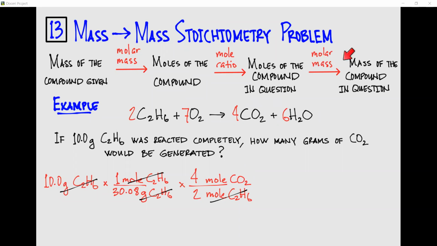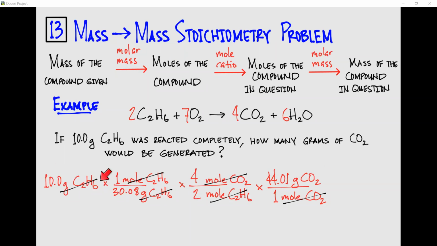But the question here is, what is the mass of CO2? So we have to convert this number of moles into grams using the molar mass of carbon dioxide, which would be 44.01 grams of CO2. So now you can see how the moles are canceling out, and you're left with the unit that we want, which is the mass in grams.